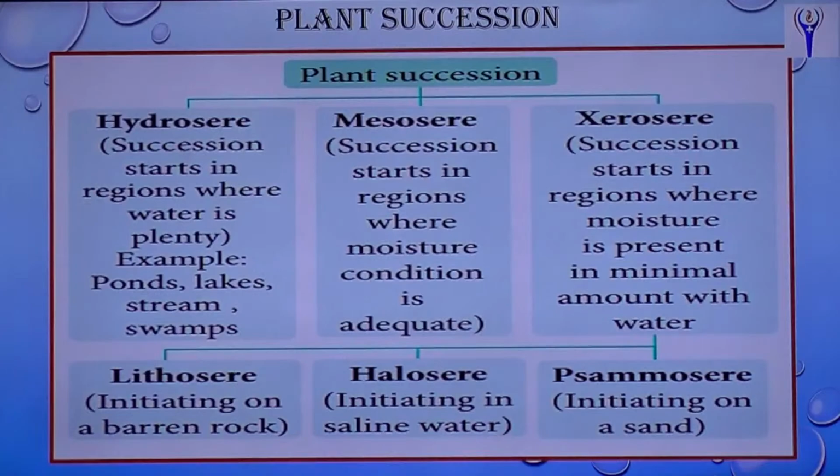And this xerosere is of three types: lithosere, halosere and psammosere. Lithosere means initiating on a bare rock. Halosere means saline water, that is extreme soil condition. And the psammosere is on sand.